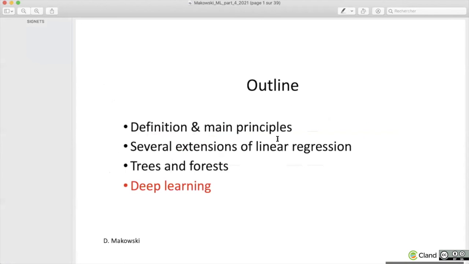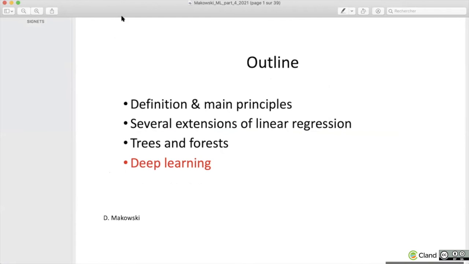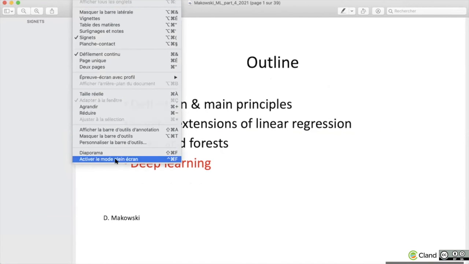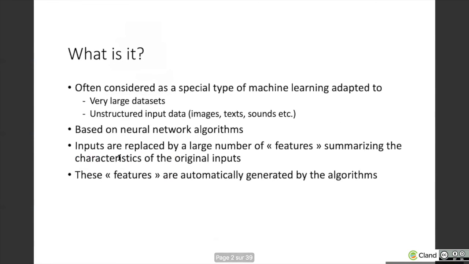The last part is about deep learning. Okay. So what is deep learning? It's often considered as a special type of machine learning, and it's adapted to very large data sets and unstructured input data. What is unstructured input data? It's data that are not organized in rows and columns, where the rows correspond to individuals and the columns correspond to inputs. There are many examples of unstructured input data, in particular images, text, sounds, etc.